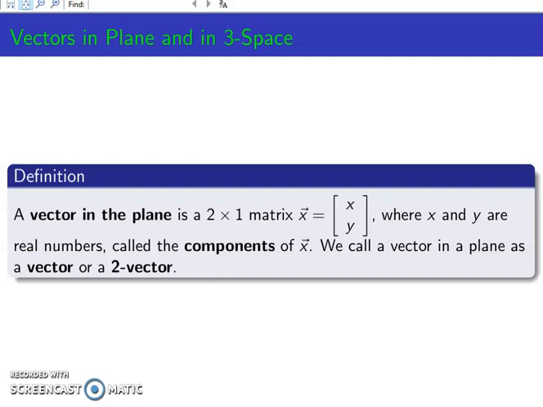A vector in the plane is a 2 by 1 matrix X, where x and y are real numbers called the components of X. So we call a vector in a plane a vector or a 2-vector.